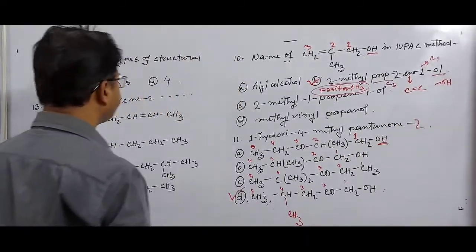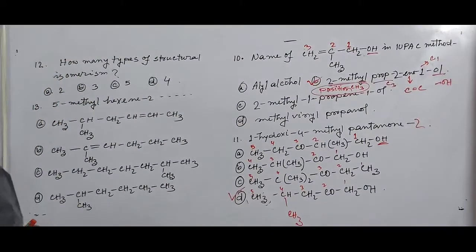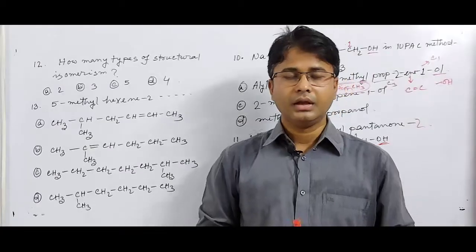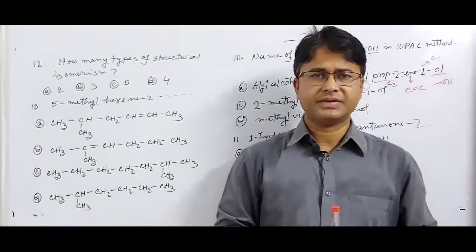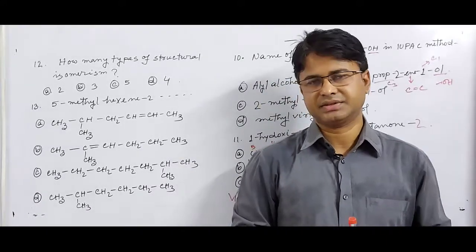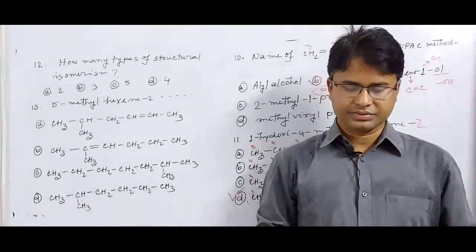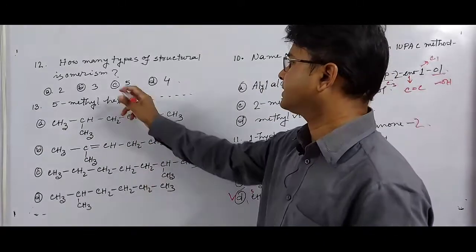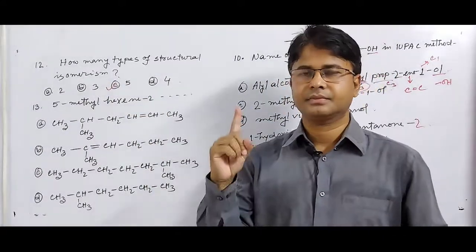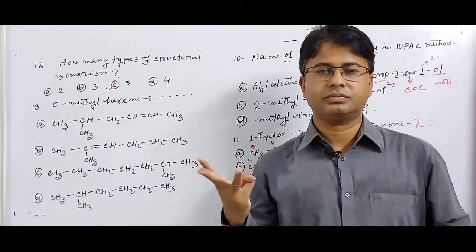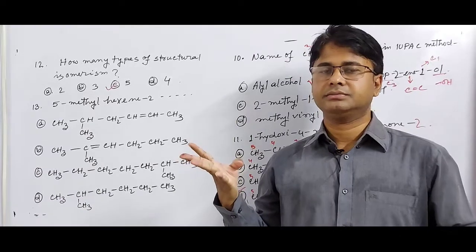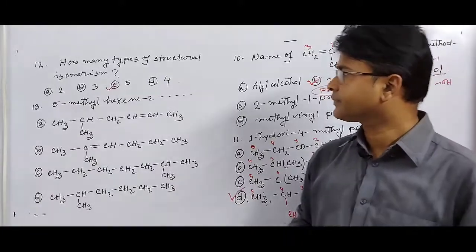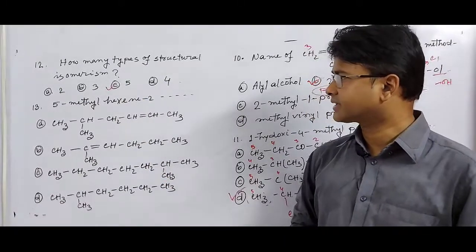So dear students, now question number 12. How many types of structural isomerism? Dear students, there are 2 types of isomerism mainly. One is structural isomerism and another is stereoisomerism. Structural isomerism has 5 types: chain isomerism, position isomerism, functional group isomerism, tautomerism, and metamerism. So students, option C will be the correct answer.